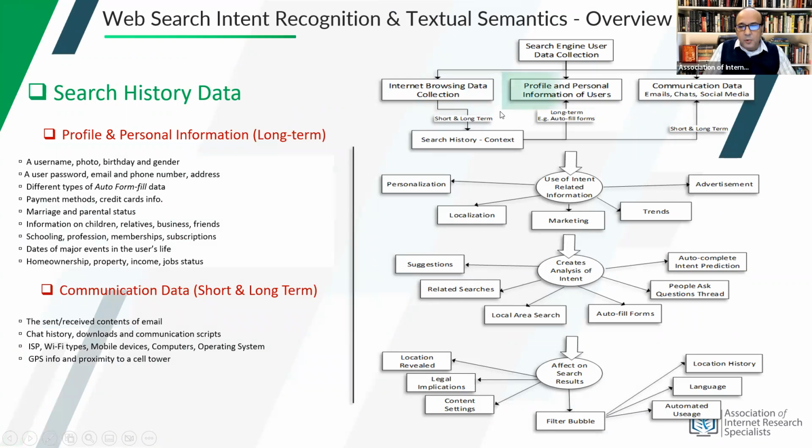When we talk about profile and personal data, the search engine has collected long-term information that is used on a permanent basis, like your username, photo, birth date, passwords, autofill forms, remember your passwords, payment methods, all that information which has to do with your profile or your personal information is collected and would impact your implied context. The last one is the communication data, which is this one: your emails, chat, social media interaction, and all of the meta information that relates to it.